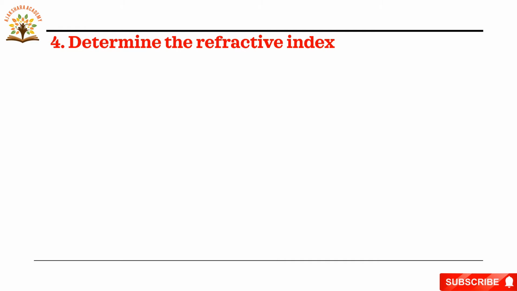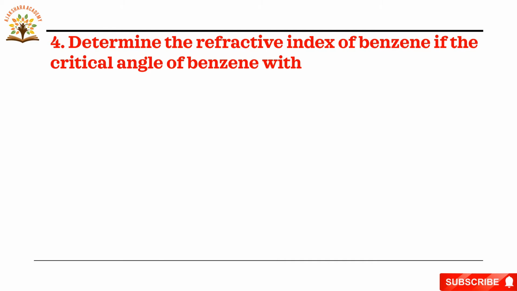Determine the refractive index of benzene if the critical angle of benzene with respect to air is 42 degrees. Now we have to calculate the refractive index of benzene. The critical angle of benzene is given as 42 degrees. Okay, now let us go to the solution.